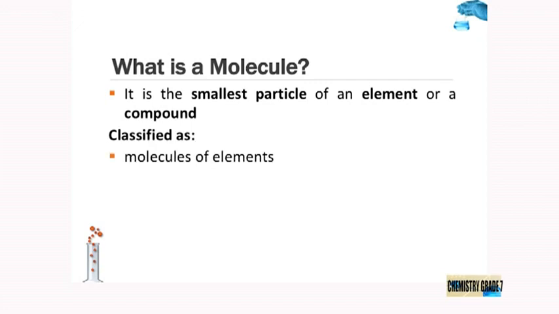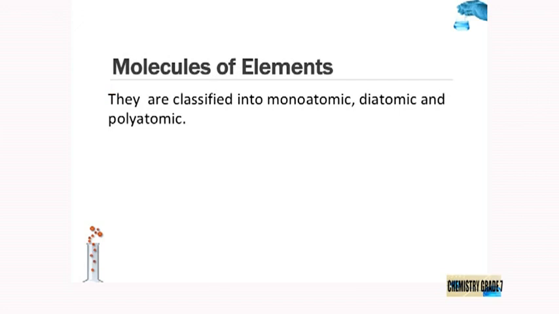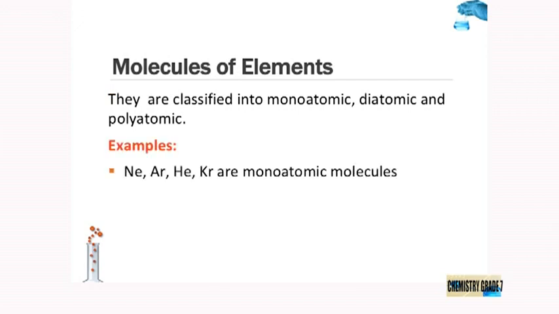It can be classified as molecules of elements and molecules of compounds. For example, on the top, there are molecules of elements, and on the bottom, there are molecules of compounds. Molecules of elements are classified into monoatomic, diatomic, and polyatomic. For example, neon, argon, and helium are all monoatomic molecules. The noble gases are able to make monoatomic molecules.